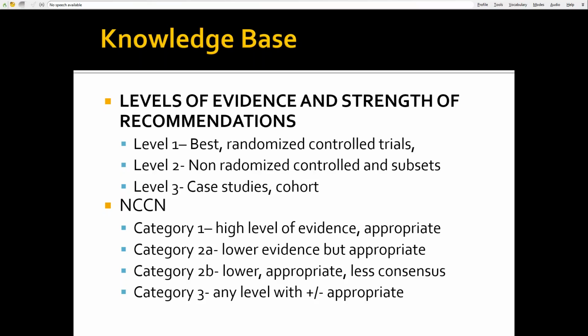And then you have some additional guidelines from the cancer institutes where you have category 1, which is a high level of evidence and it's appropriate to treat the patient utilizing a certain modality. You can have category 2A and then 2B, which is lower and has less of a consensus as to is this the best thing to treat that patient. And then category 3 is kind of a crapshoot as to whether or not it's going to be good or not.